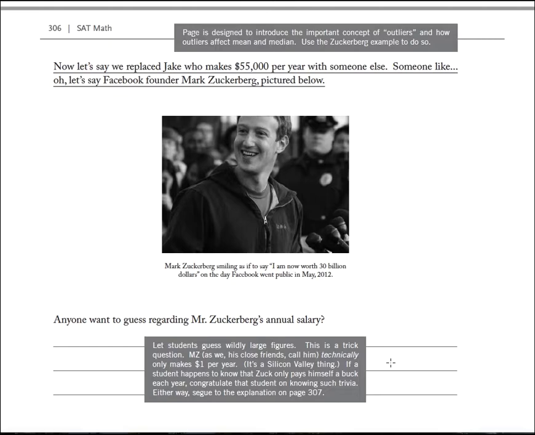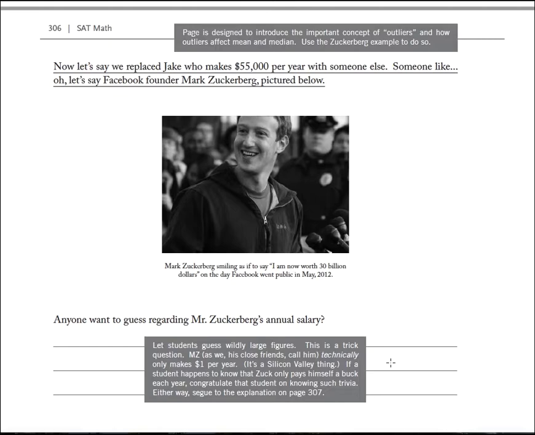I had a student in the class who guessed like $500,000. And then some students were like, no, it's got to be a lot bigger. It's got to be 200 million, 50 million, a million, whatever. They were guessing all sorts of large numbers. And you can say to students, believe it or not, even though Mark Zuckerberg is a multi-billionaire, worth an estimated 30 billion the day his company went public, I think it's now like $80 billion or something like that.